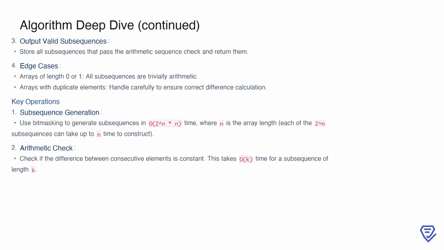Now, let's talk about the key operations involved in this approach. Generating subsequences using bit masking takes 2^n * n time because we are iterating over 2^n combinations, and each subsequence can take up to n time to construct. For the arithmetic check itself, we verify the difference between consecutive elements, which takes k time for a subsequence of length k. While this brute force method is clear and easy to implement, its high computational cost makes it impractical for larger arrays. This opens the door for more optimized solutions.